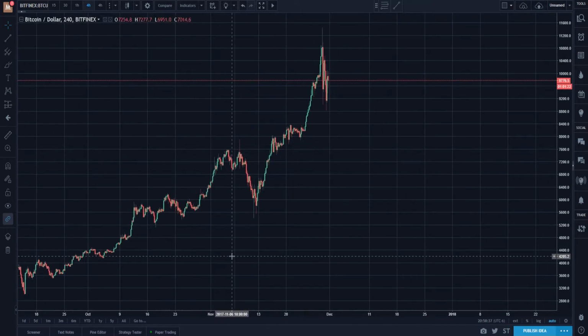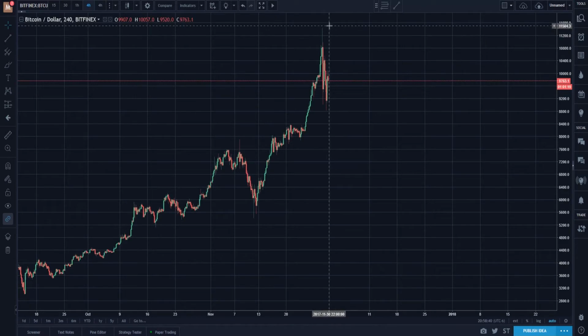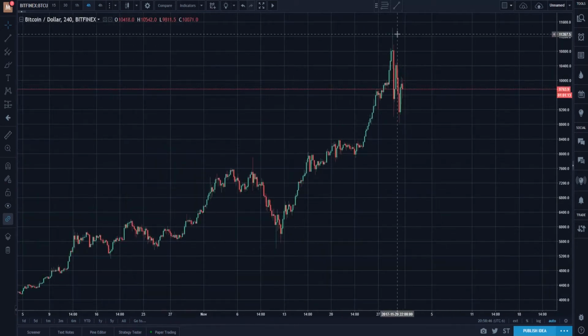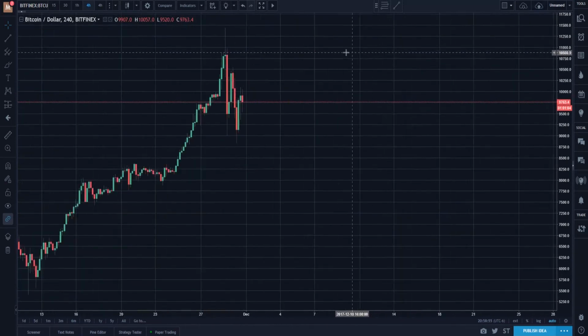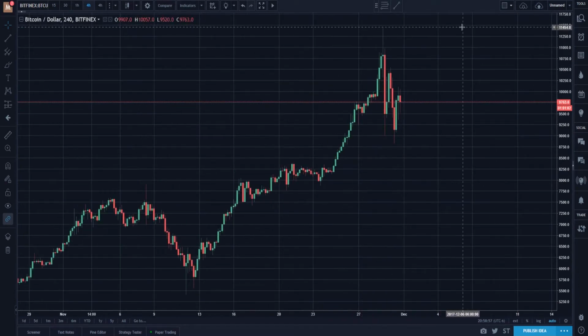Resistance is the top of the current price action, and it's where the price could not push past. So for instance, the current resistance right now is around $11,450 up here where this top wick hit. So that's resistance, meaning the price action had resistance and couldn't push past this.